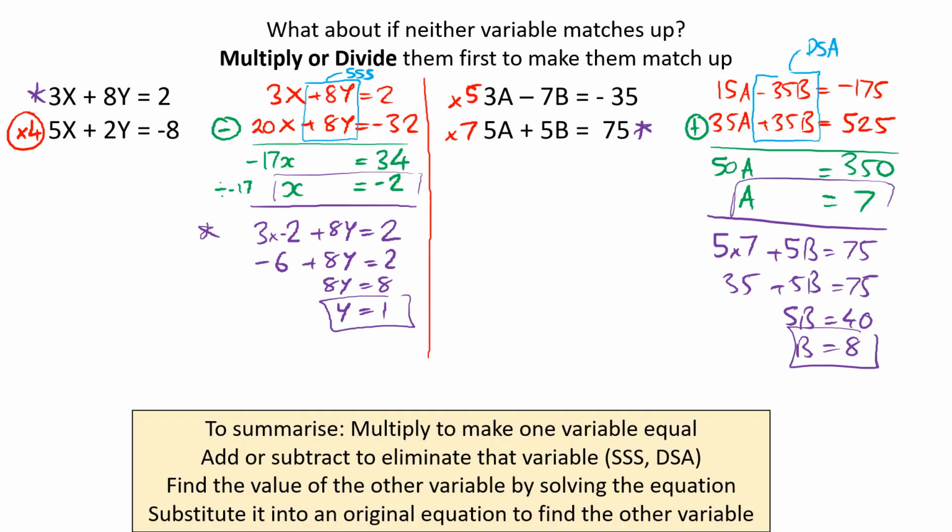And all this leads us towards this final way to say the method for linear simultaneous equations. First off, we multiply to make one variable the same. Then we add or subtract using SSS or DSA. Then we solve an equation to get one variable. Then we substitute to get the other variable. And that's simultaneous equations. I've got 2 last slides to go here that will delve into some of the intricacies, but if you can do this, it's 90% of what you'll get given.